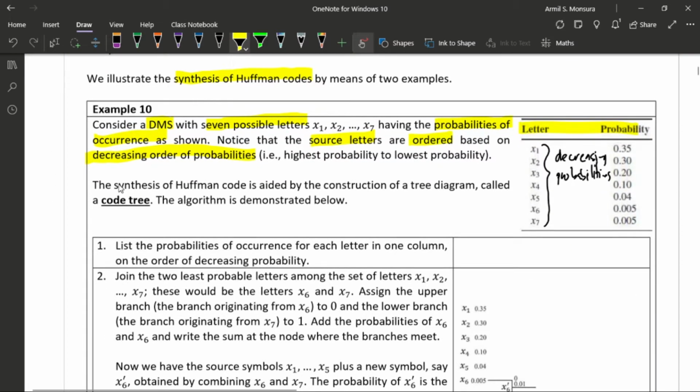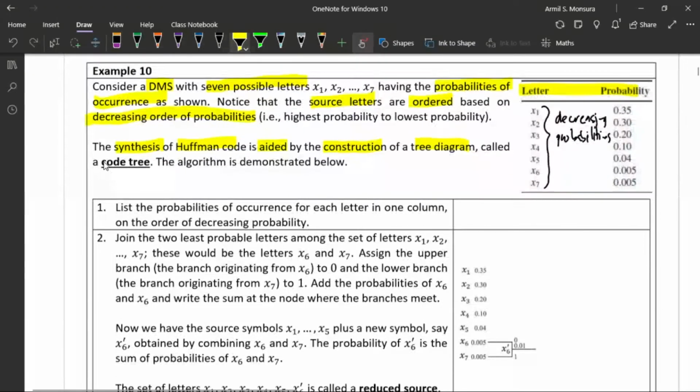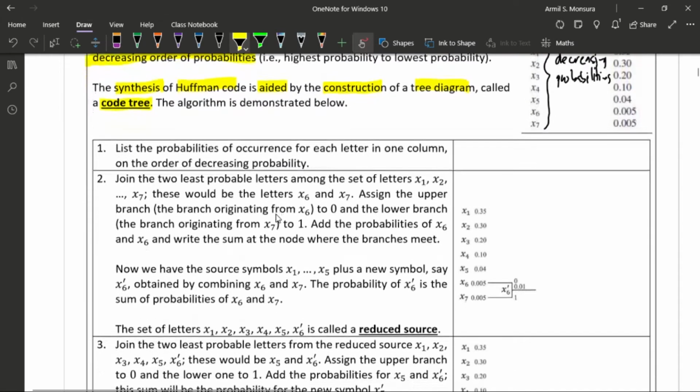The synthesis of a Huffman code is always aided by the construction of a tree diagram, which we will call a code tree. We demonstrate the step-by-step process in the following table. First, list the probabilities of occurrence for each letter in one column in the order of decreasing probability. So this is it.